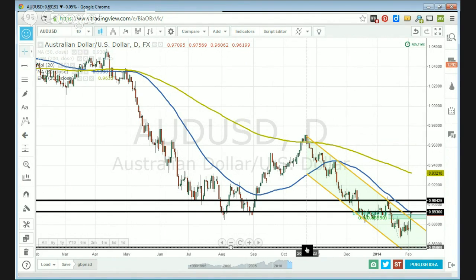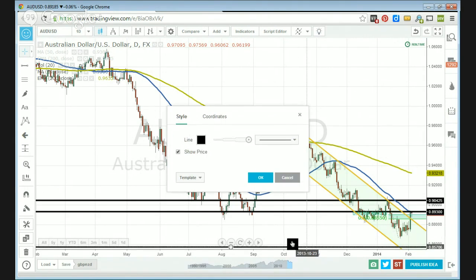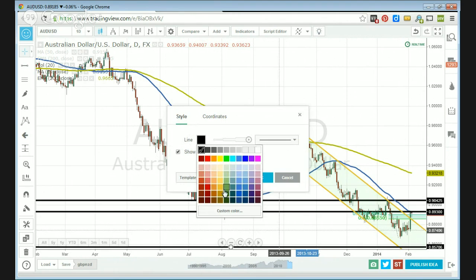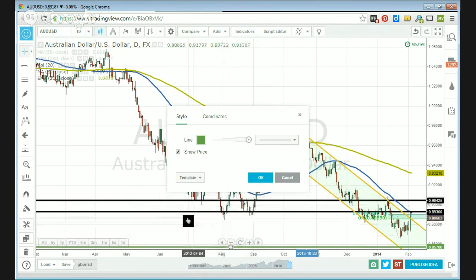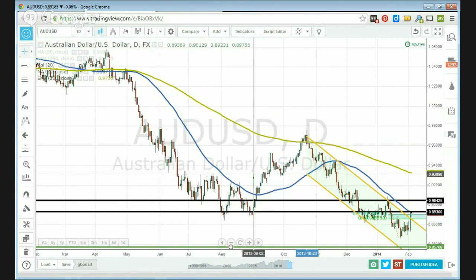exit 85.70. Make that green. Okay, so this would give us a target of 330 plus 30, 360. Okay, so we're risking 112 to get 360. That's a little over 3 to 1. I'll take that on Aussie dollar. So we're going to short Aussie dollar and short Aussie Kiwi. Right, that was the other pair that we looked at.